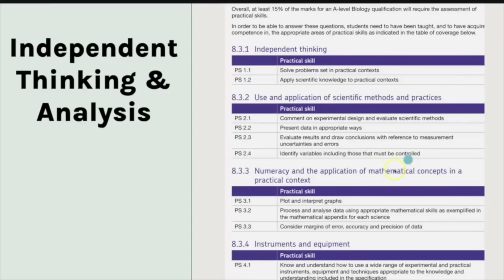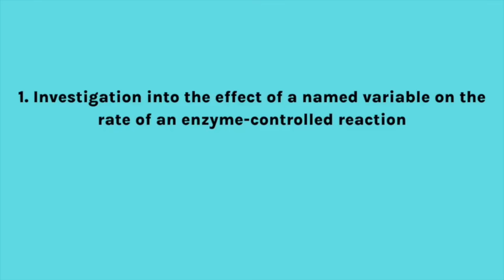Identifying variables that could be controlled, we mentioned. Plotting graphs, we mentioned as well, linking to this idea up here. Processing and analysing data, so the math side of it. Uncertainties and looking at margins of error. And then the last bit here, know and understand how to use a wide range of experimental and practical instruments and techniques. That links to the first table we looked at. So those 3 tables give you quite a big insight into what type of questions are going to come up and what they are after. So what sorts of things they want you to talk about.